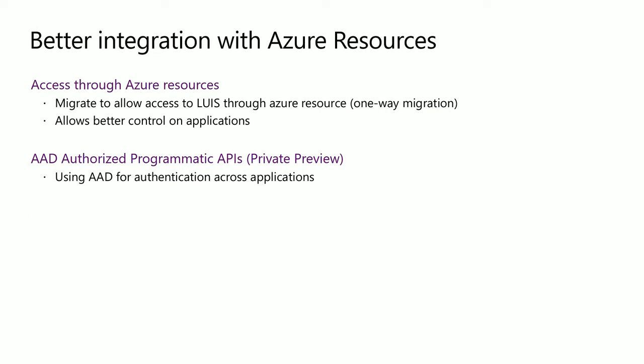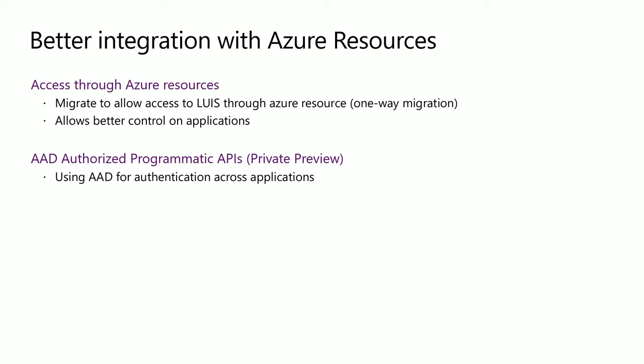We've also integrated LUIS better with Azure Resources. If you have a LUIS model, you'll probably see a pop-up saying that you should migrate your keys. We are accessing your models through Azure Resources. Eventually, we work for productivity and enterprise, and you need more control on your models. The migration is a one-way migration to access Azure Resources, so the model will be associated with that subscription, and will allow you better control on your application.